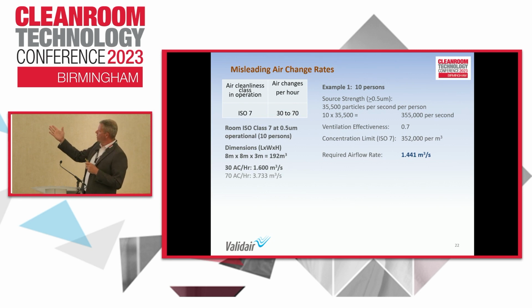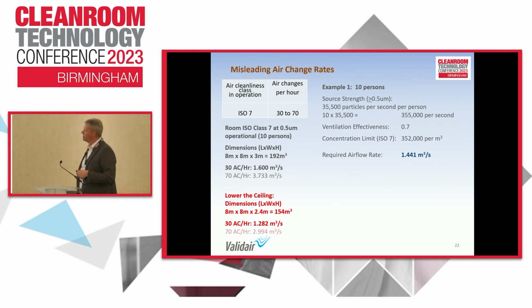So using that calculation, that formula, losing ventilation effectiveness, my concentration limit for ISO 7 at 352,000 particles, I've got a required airflow of 1.441. That's a bit less than they're specifying. That's less than the 30 air changes. That will give me concentration at my limit. But I want to be less than that, so I'll probably have a bit more. So you go, okay, well that seems a fairly reasonable number.